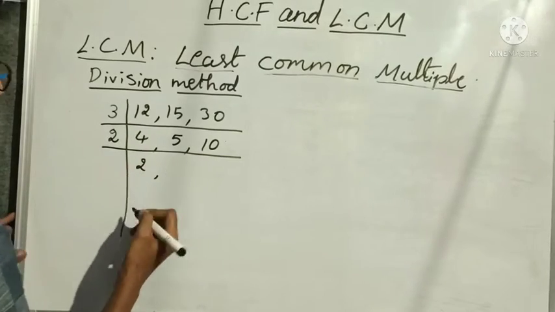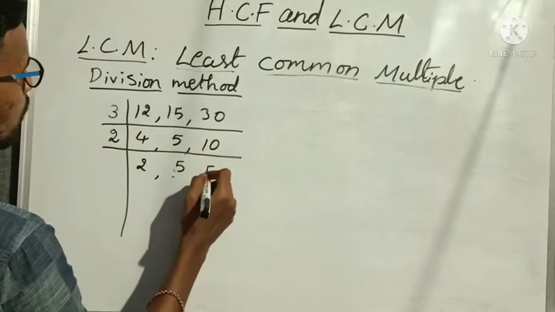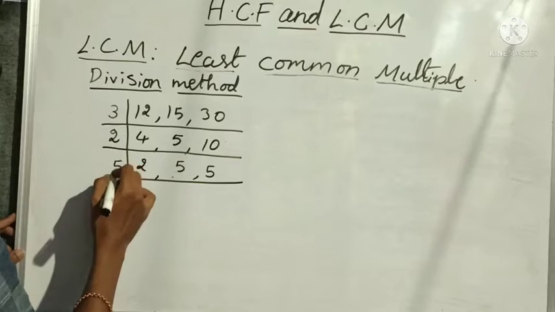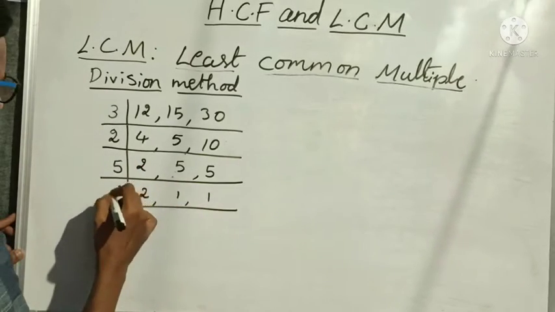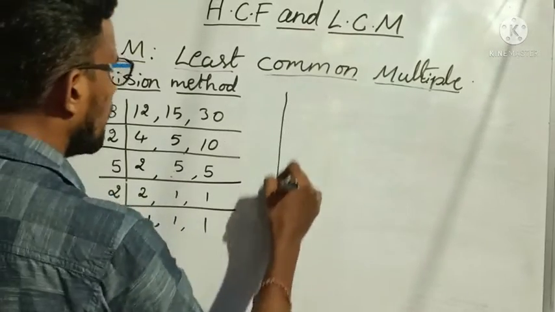So 2 2s are 4. Again 5 as it is. Again 2 5s are 10. So again 5 5s, the same number. So I can take 5 here. So 2 as it is. 1, 1. So here 2 is left. So 2, 1, 1, 1. Understood?